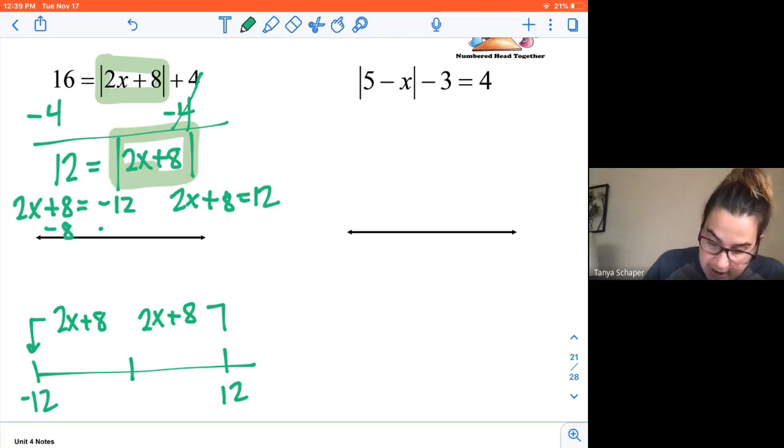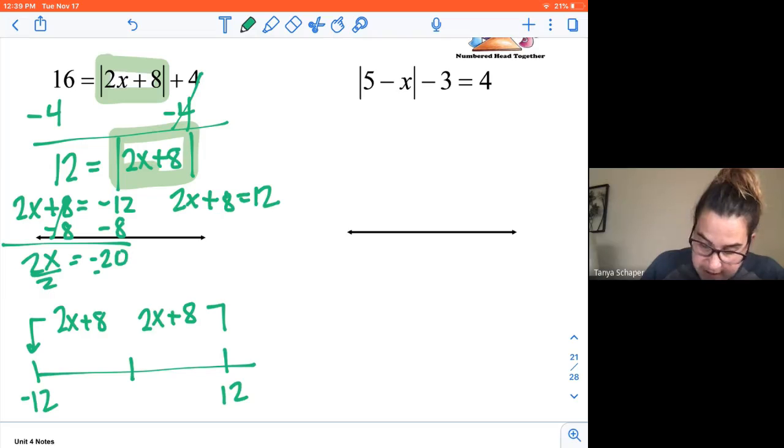So I'm going to subtract 8 from both sides. So 2x equals -20. Divide both sides by 2. So x equals -10.